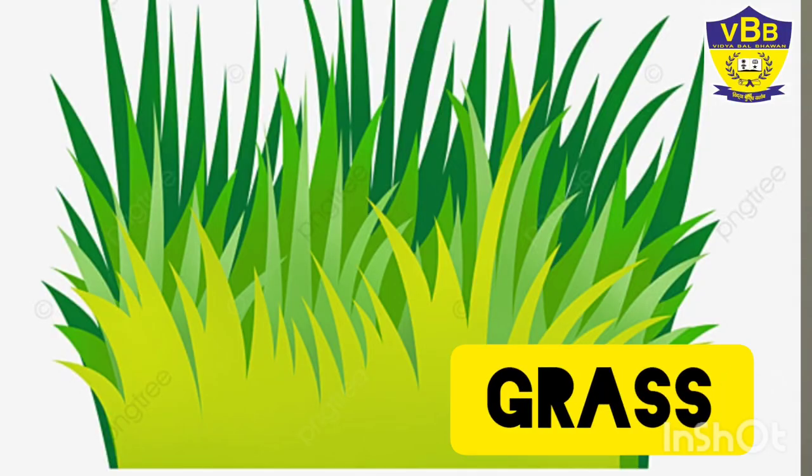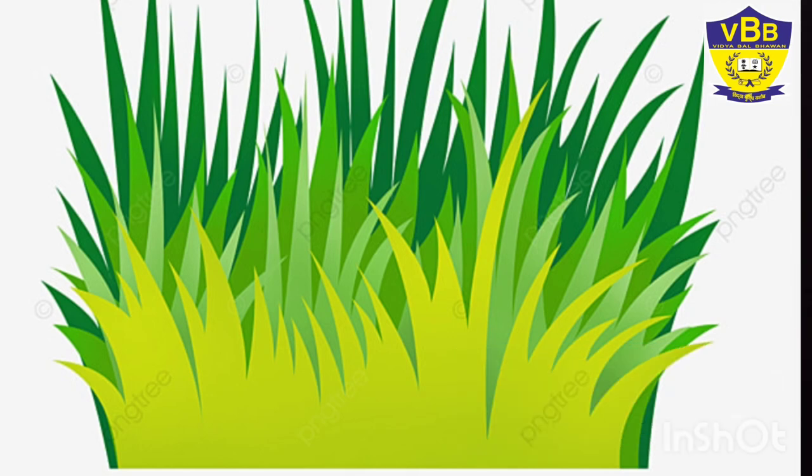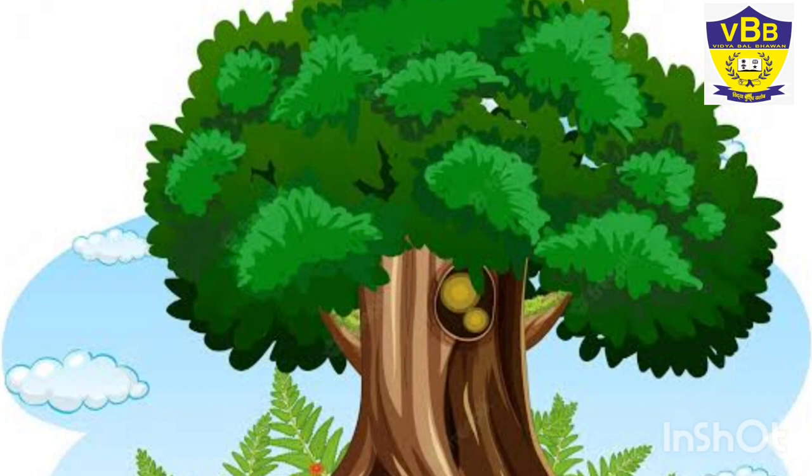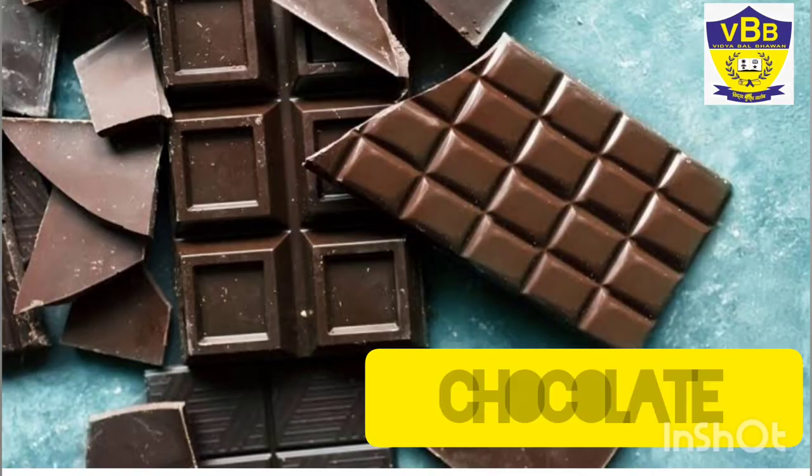Then grass. G is also a consonant. So before that word we use, yes, you are right, a grass. Very good, students. Now students, the word is tree. T is also a consonant. So before that word we use A. Very good, students.